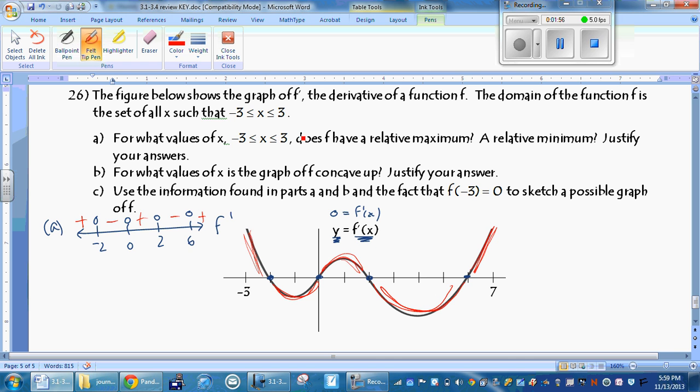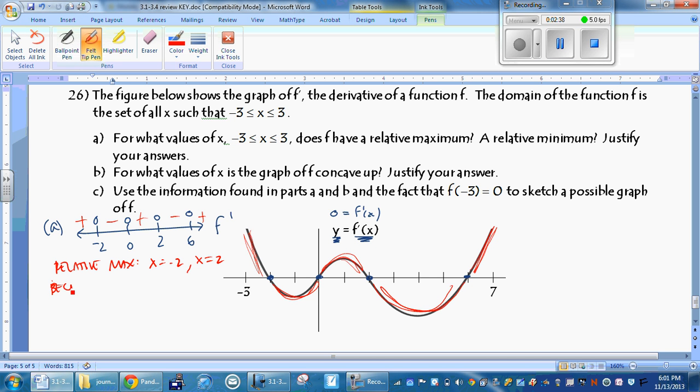So in part A, we're finding relative maximums and relative minimums, and we want to justify our answers. So if we look at our number line, we're changing from a positive derivative to a negative derivative at -2. So we have a relative max at x equals -2. We also have one at x equals 2. And we're asked to justify our answers. So the reason we know this is because the derivative changes from positive to negative, or f changes from increasing to decreasing. That's how we justify our answer.